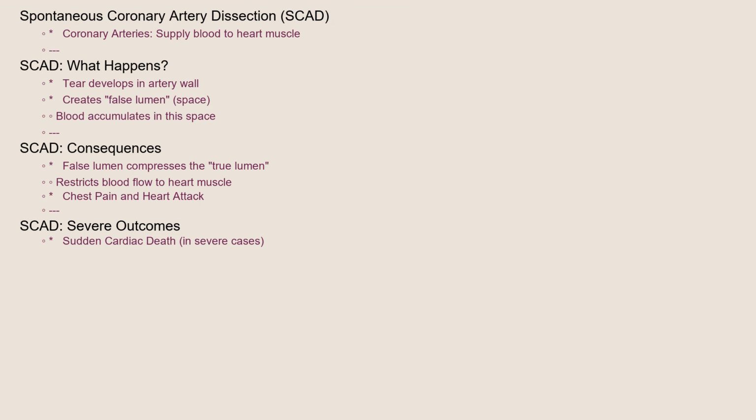Now, let's understand what happens in the body during SCAD. The coronary arteries are the vessels that supply blood to the heart muscle. In SCAD, a tear develops within the wall of a coronary artery. This tear creates a space, or false lumen, where blood can accumulate. The buildup of blood can then compress the true lumen, the actual channel through which blood should flow, restricting blood flow to the heart muscle. This can lead to chest pain, heart attack, and in severe cases, even sudden cardiac death.